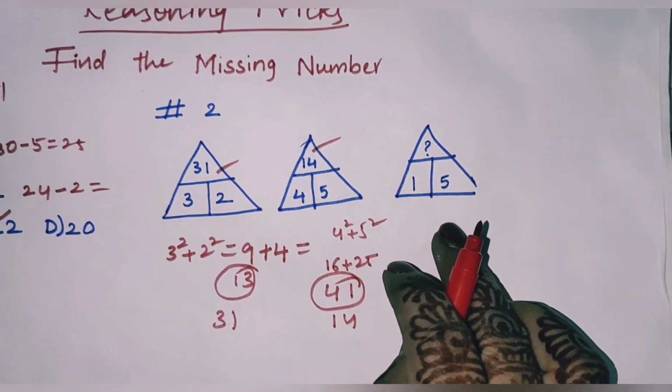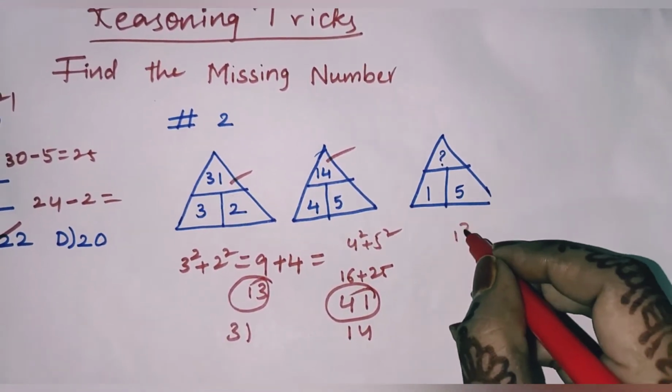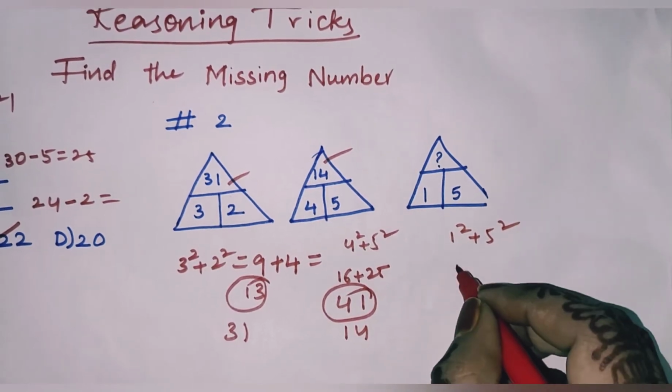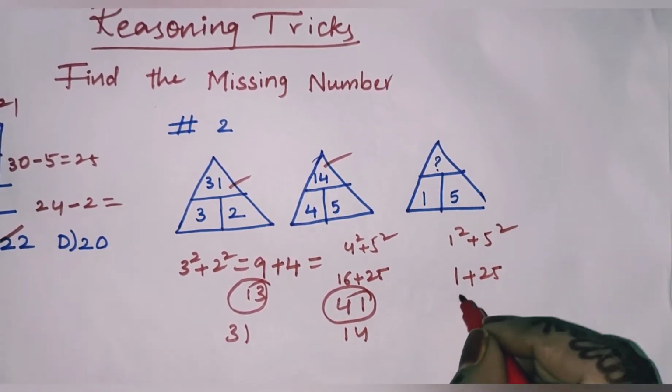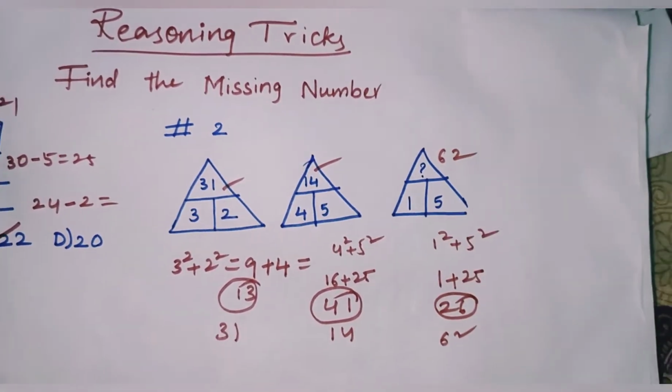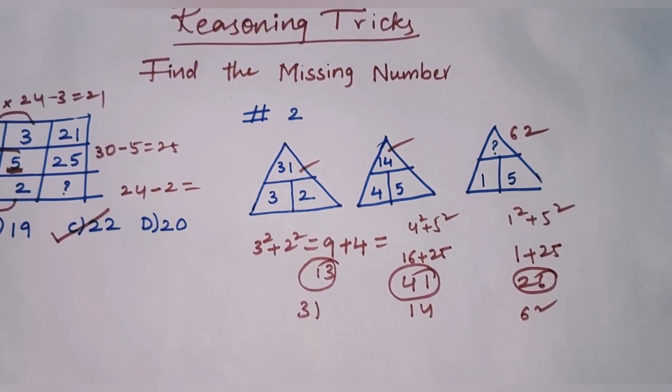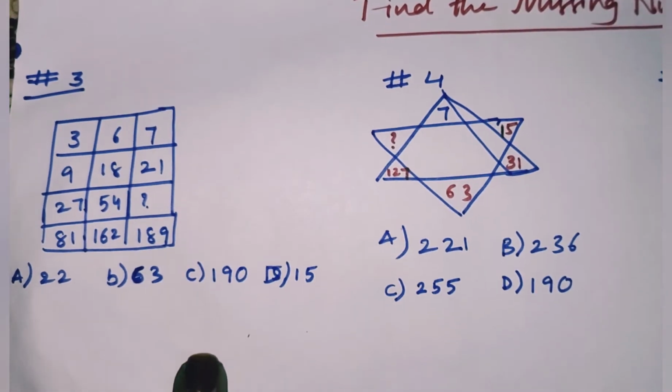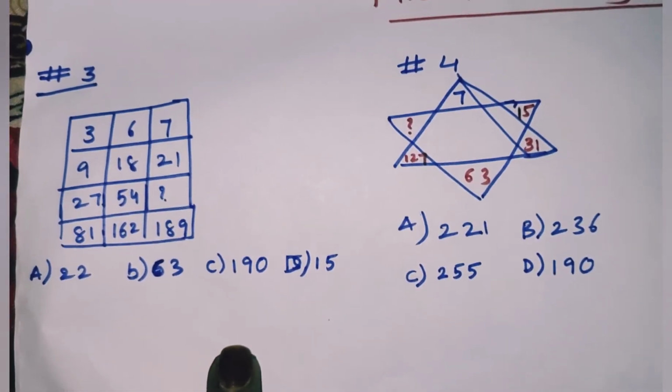In the same process, apply the same operation here friends. 1 square plus 5 square. 1 square is 1, 5 square is 25. 1 plus 25 is 26. Reverse it. Answer is 62. This is our model number 2. The question which was repeated in SSC, CGL, GD examination.